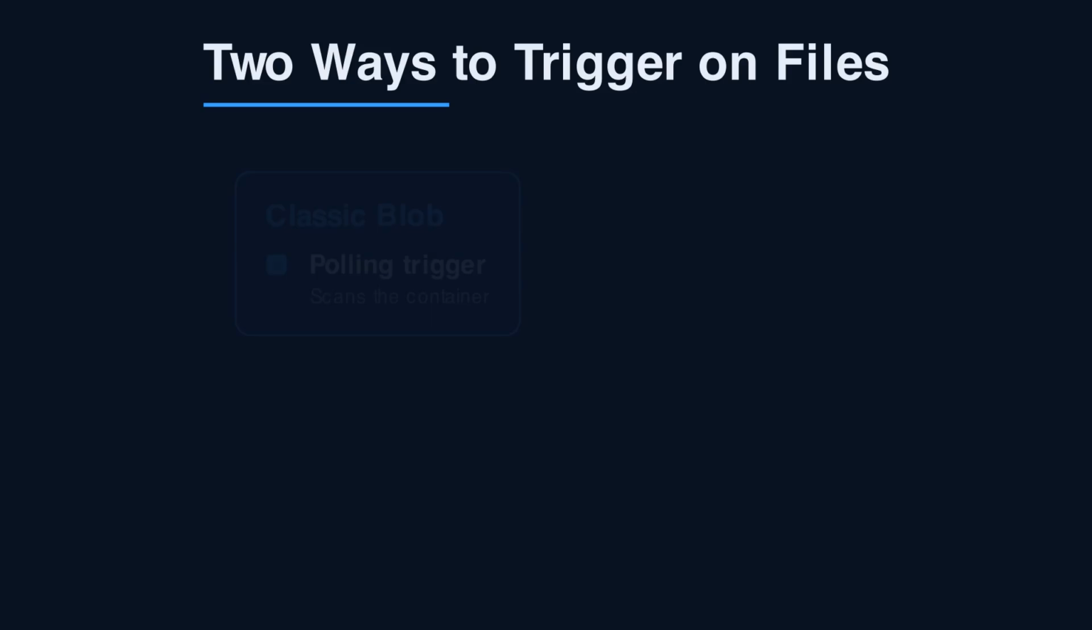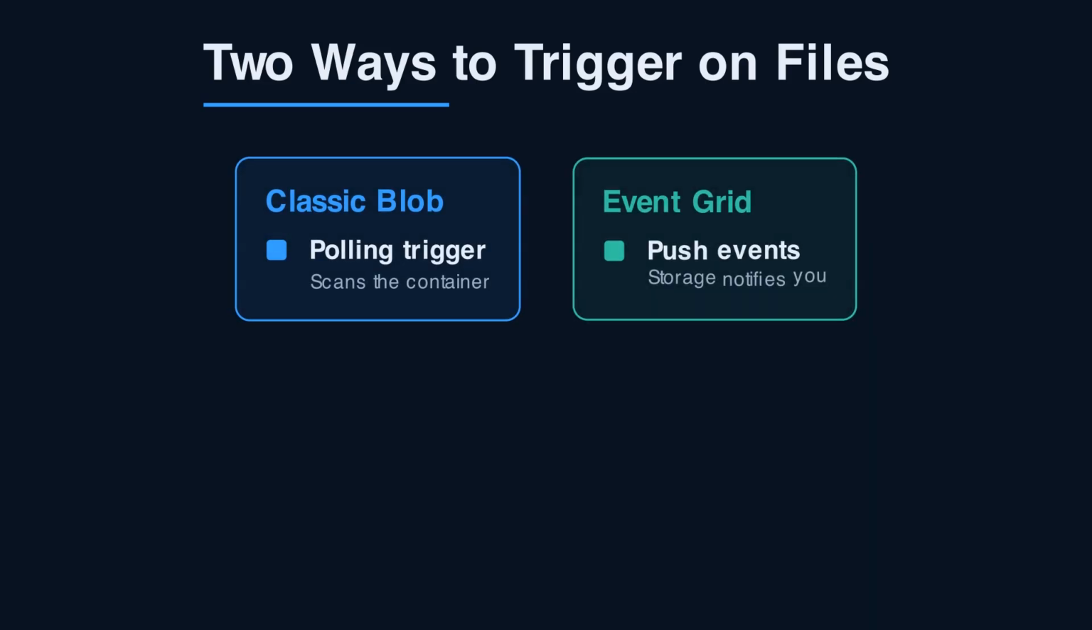You drop a file in blob storage and you want code to run. On Azure Functions, there are two ways to wire that up, and they look almost identical in your function attributes, but they behave completely differently in production. One is the classic polling blob trigger. The other is the event grid-based blob trigger.